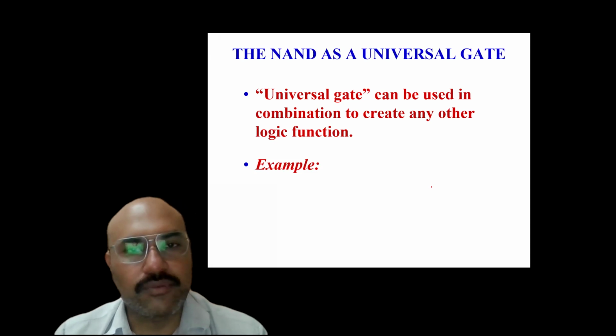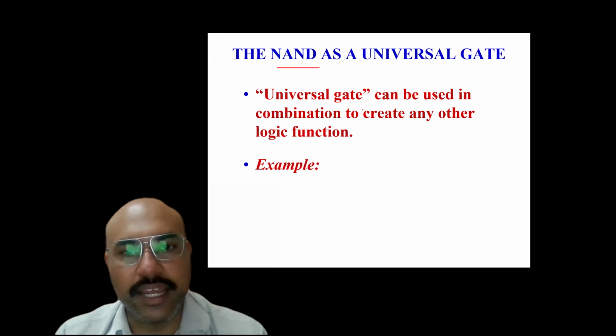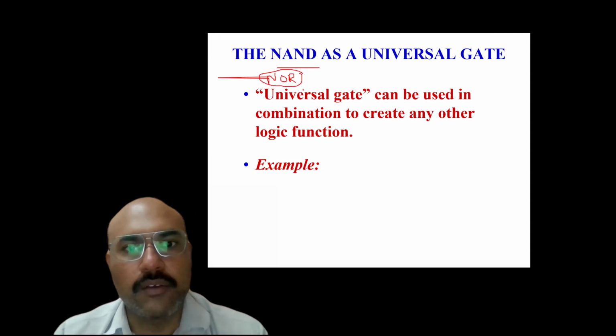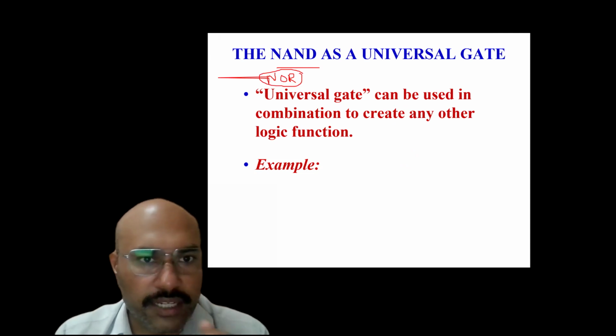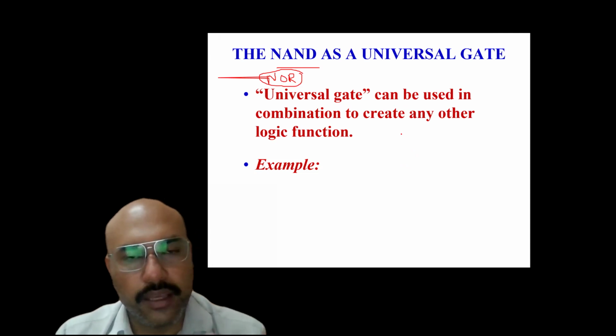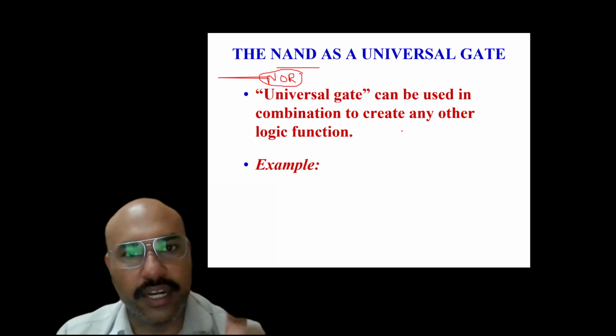So universal gates, what are the universal gates? Universal gates are NAND and NOR. Here I have mentioned NAND only, but NAND along with NOR are the universal gates. It is not that only NAND is the universal gate; NOR is also a universal gate. Why are NAND and NOR called universal gates? Because they can be used in combination to create any logic function. It is not just the logic gates, it is the logical expression that you can define using NAND and NOR combinations.